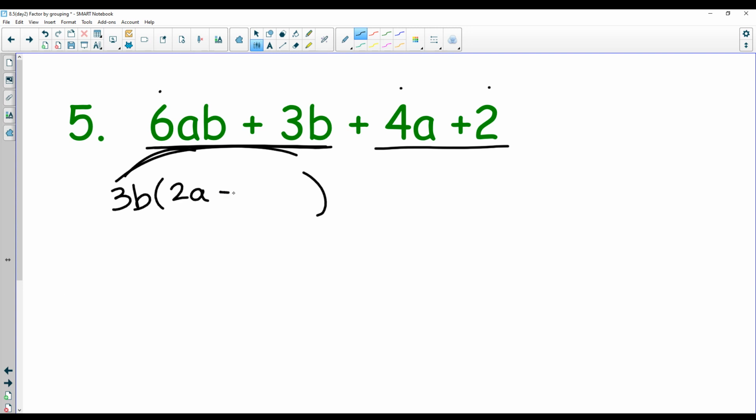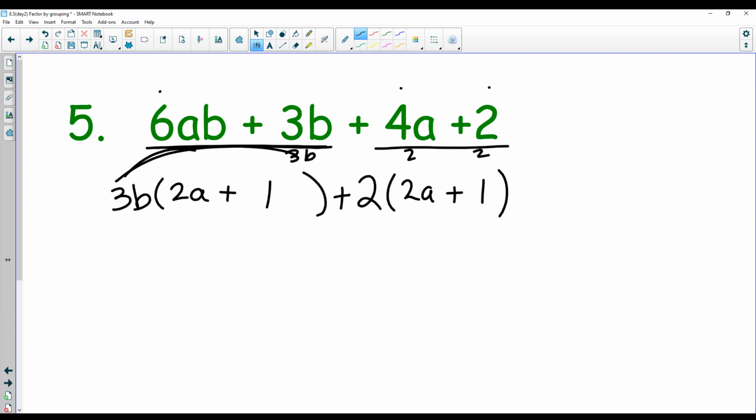So this would be left as a 2a plus 1. Okay, remember 3b divided by 3b is a 1. You have to have a term there. It's not a 0, it does not drop out. Now, put that plus in there because we're not multiplying here in the middle. These two have a common factor of a 2. So I can divide both of those by 2. Right? So this would be 2a plus 1.